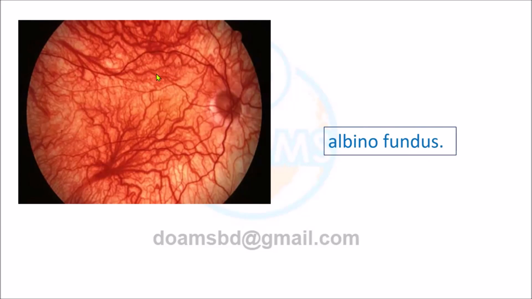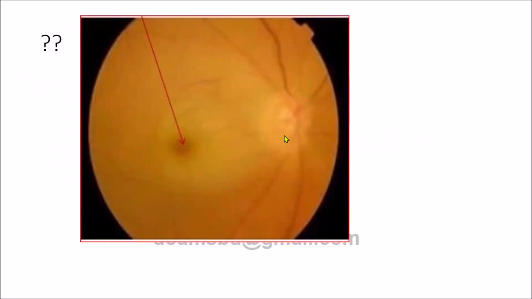Usually if light focuses on the retina, the retina will be irritated. The pigment layer is protective. If the pigment layer is not there, the retina will be irritated. So what will the patient's eyes do? The patient's eyes will be in continuous nystagmus, a continuously moving eyeball. So this is albino fundus. Now look at this picture.